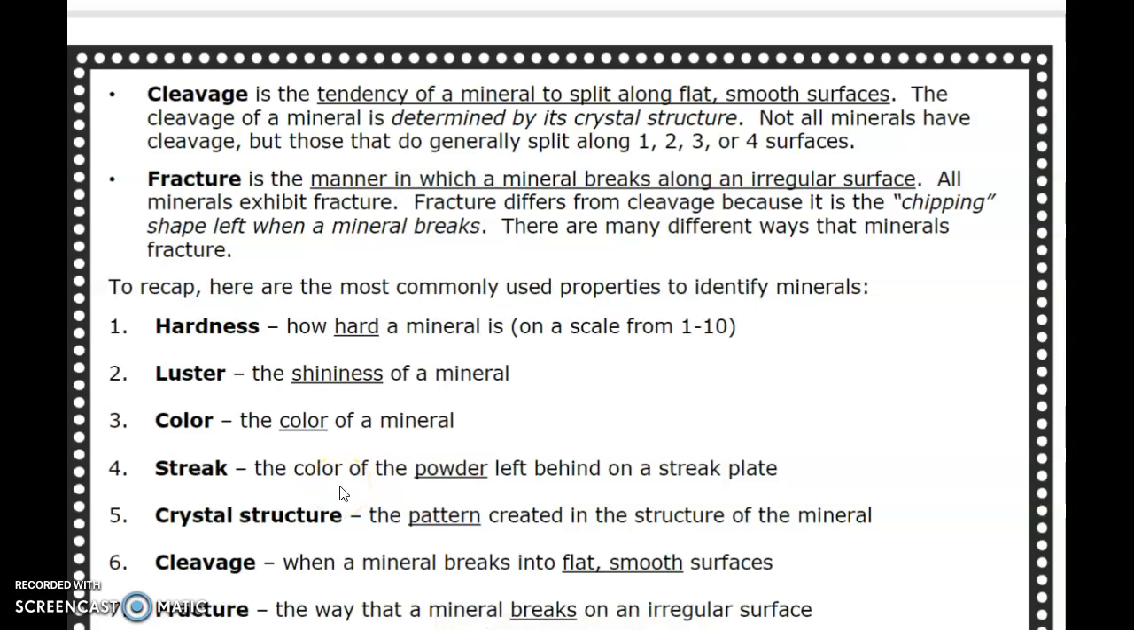Cleavage. Cleavage is the tendency of a mineral to split along flat, smooth surfaces. The cleavage of a mineral is determined by its crystal structure. Not all minerals have cleavage, but those that do generally split along 1, 2, 3, or 4 surfaces. Fracture is the manner in which a mineral breaks along an irregular surface. All minerals exhibit fracture. Fracture differs from cleavage because it is the chipping shape left when a mineral breaks. There are different ways that minerals fracture.